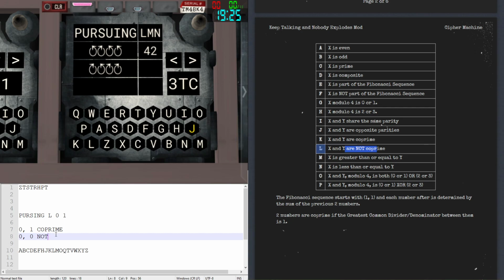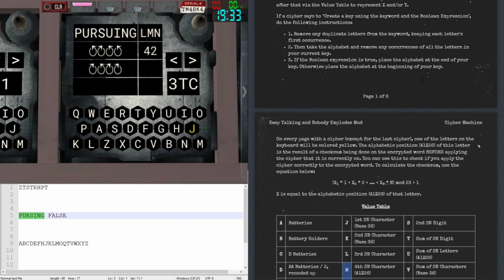Hopefully this makes sense in the end run. But right now our Boolean expression is false, so we need to place this at the very end instead, like so, because it is false.